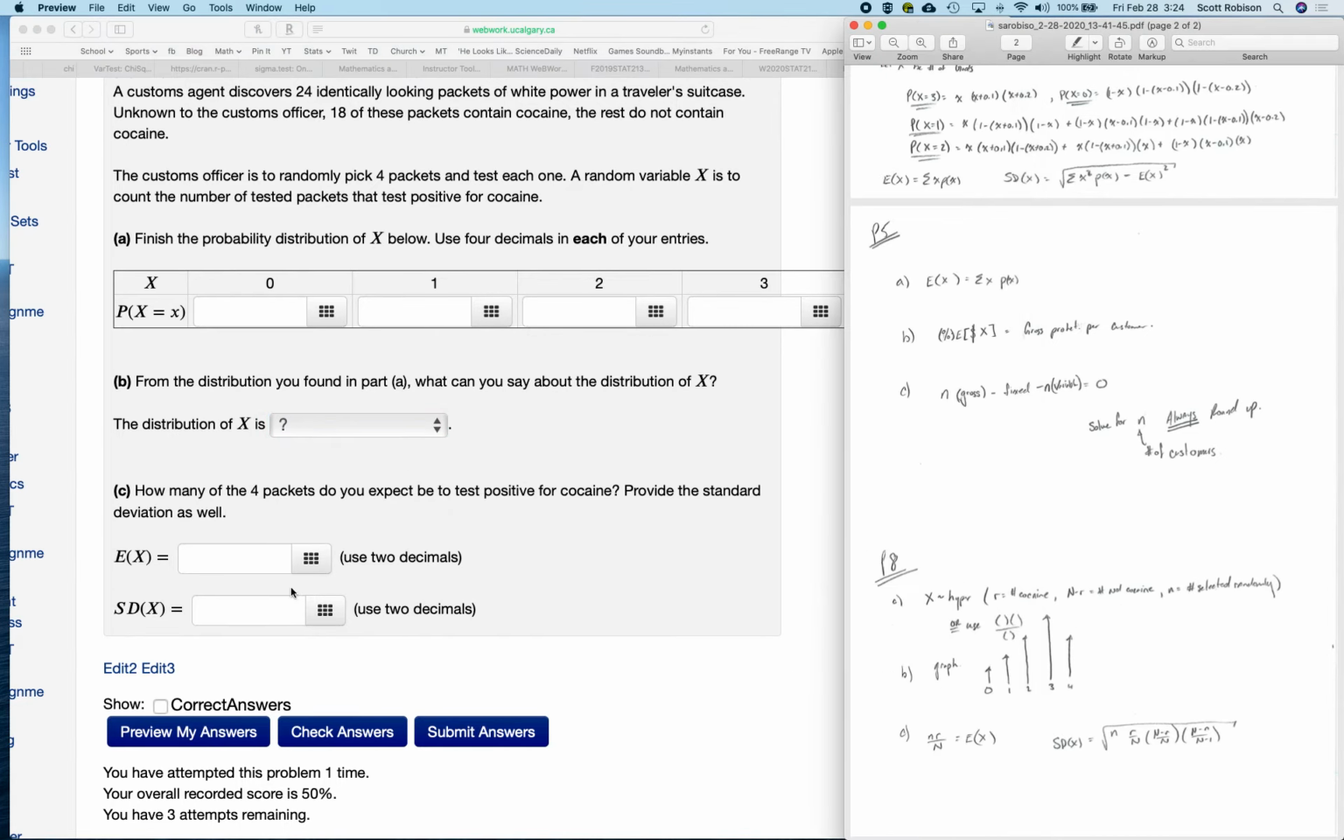And finally, to find the expected value, you have one of 2 options. Either you multiply each option by its probability, plus each option times its probability, and so on. Or if you have recognized this as a hypergeometric, you can go right to the formulas for the hypergeometric and find out what the expected value and the standard deviation are from there.